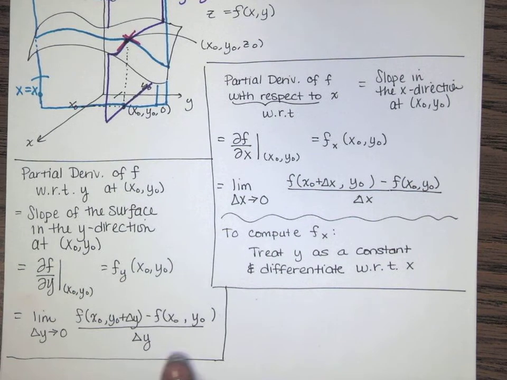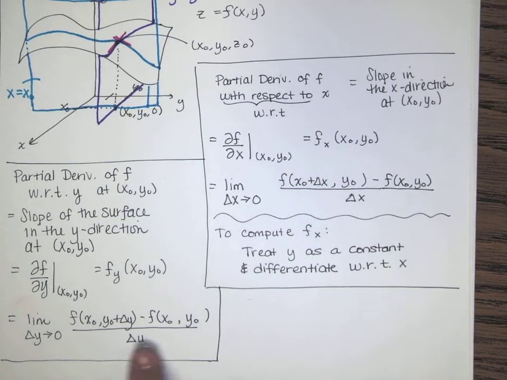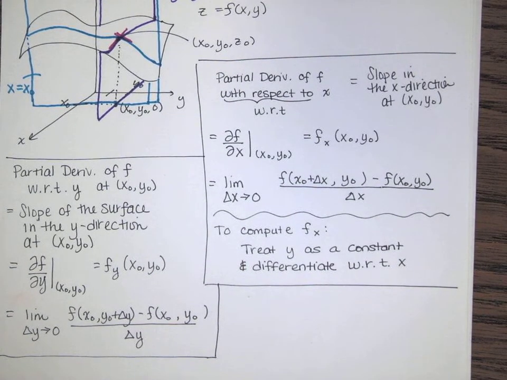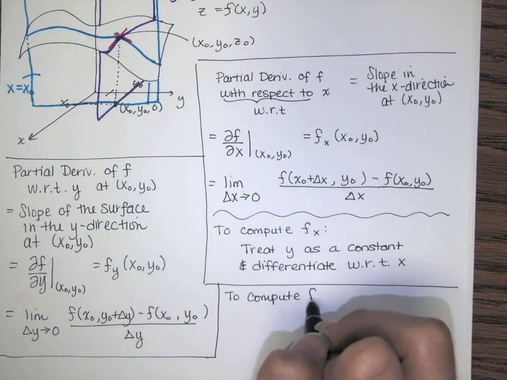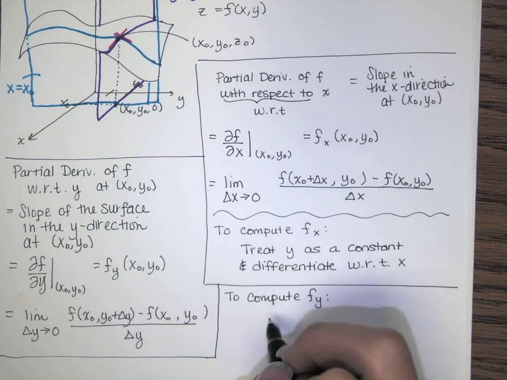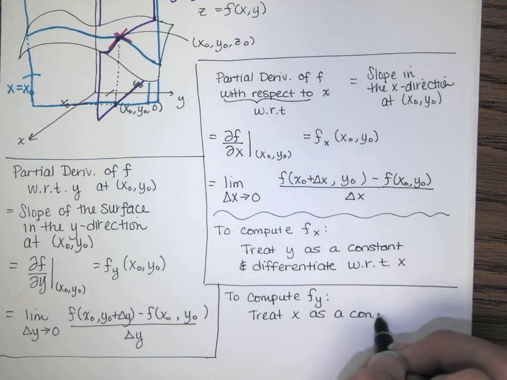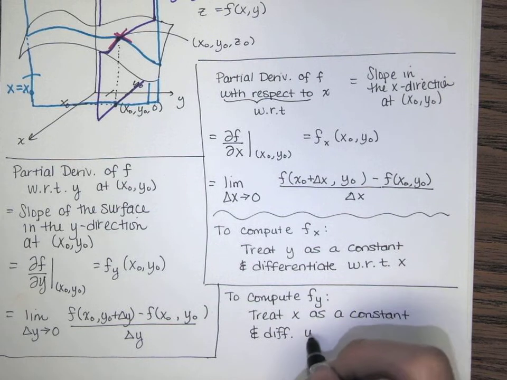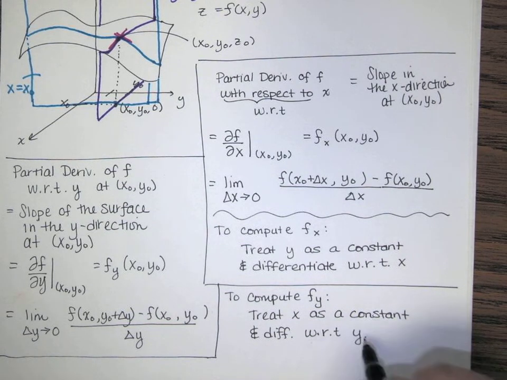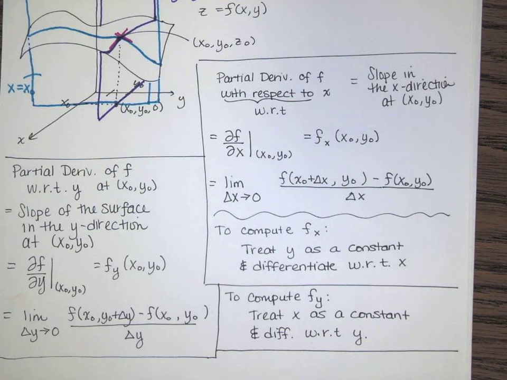So again, this is the definition, but I don't generally use the limit definition when I want to take the derivative with respect to y. We're going to do the same thing that we did over here. If I want to compute the partial of f with respect to y, I treat x as a constant, and I differentiate with respect to y. And that will give me a formula for the slope in the y direction, and if I plug in a particular point, that can give me the slope of the surface in that direction.